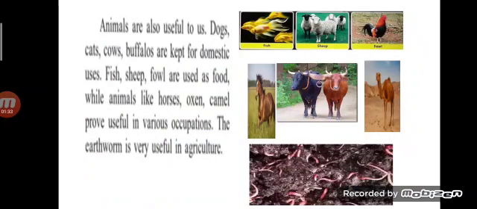Now, just like plants, animals are also useful to us. We know that dogs and cats are useful and kept as pets. So also cows and buffaloes are useful to us. Cows give us milk, buffaloes are used in the fields, and they are kept for domestic uses.